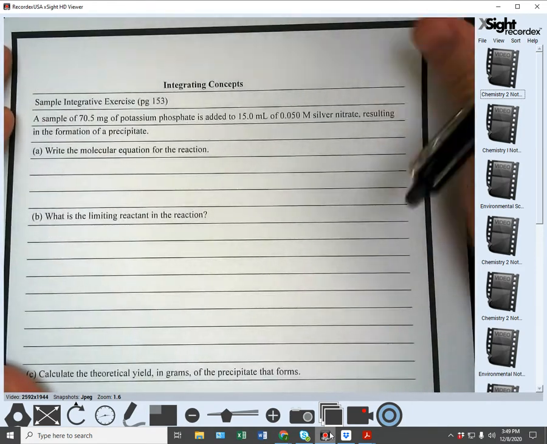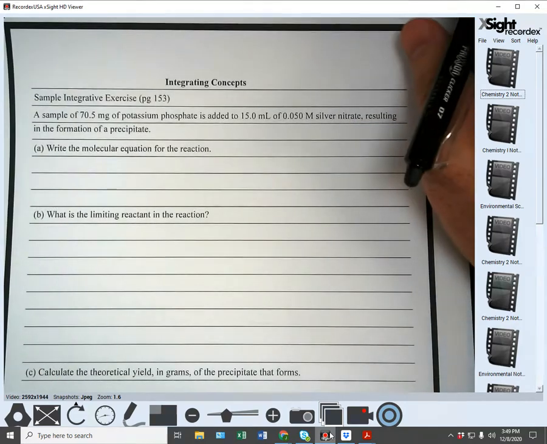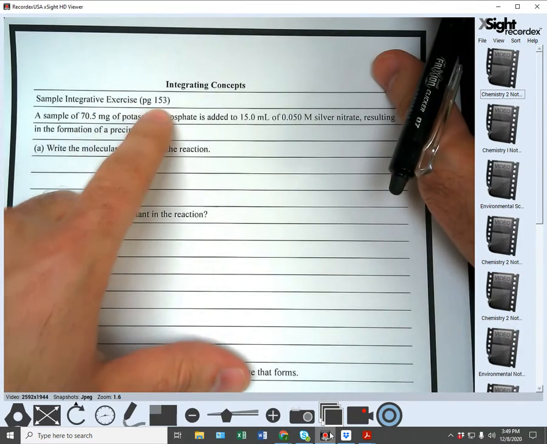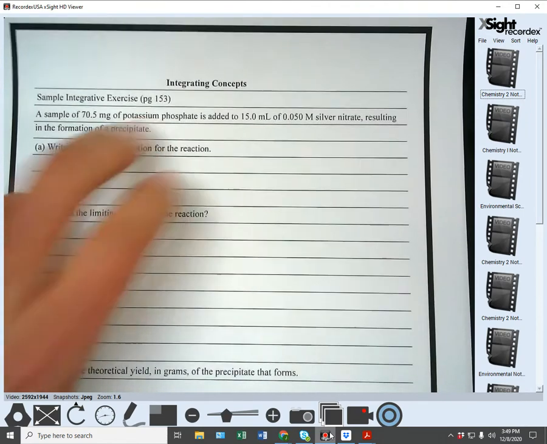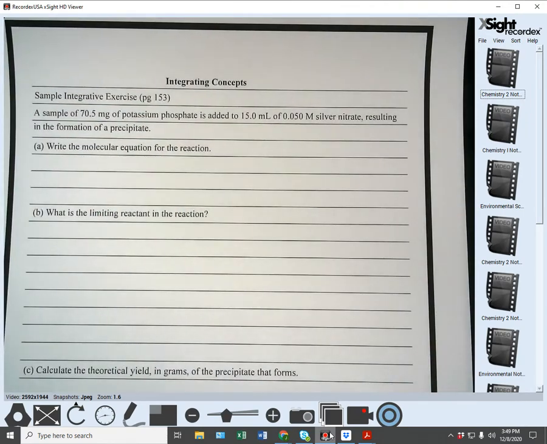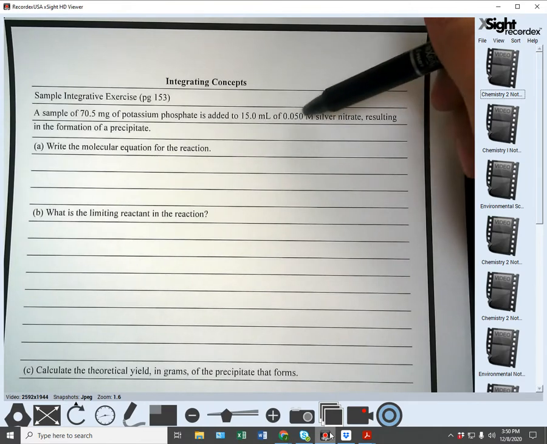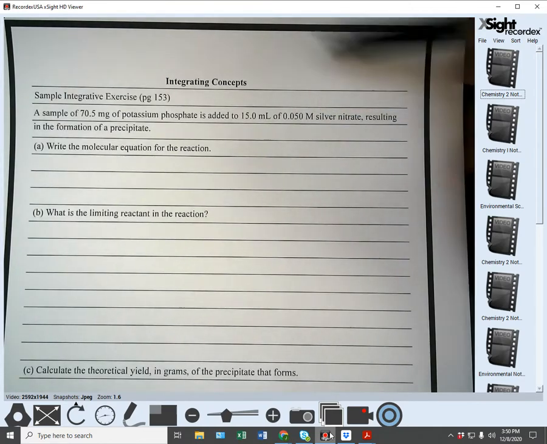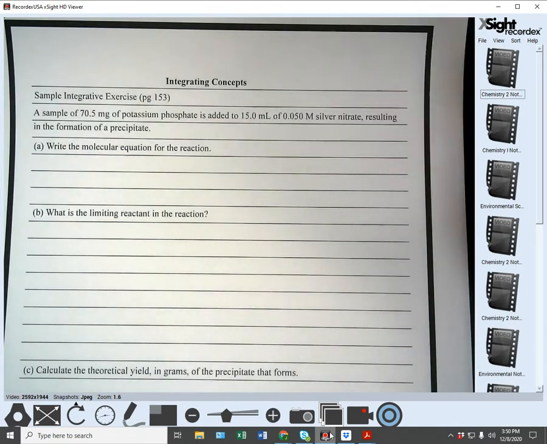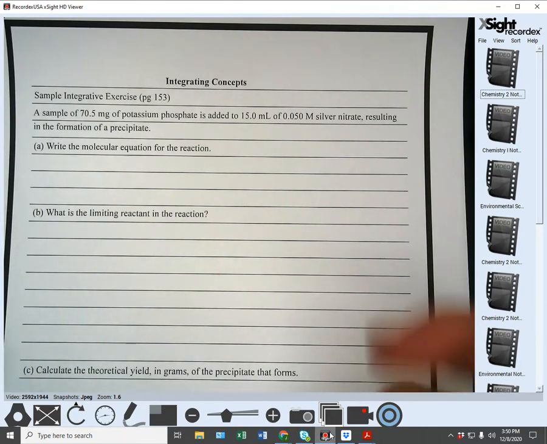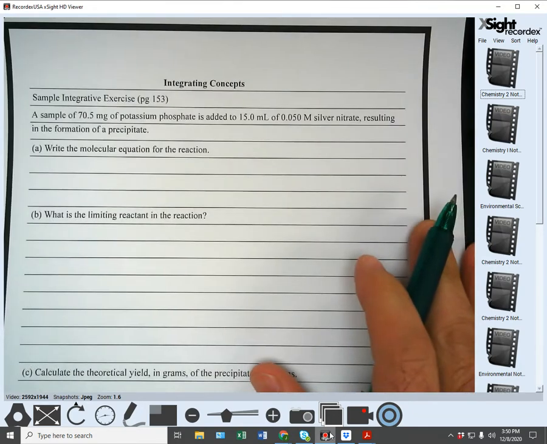A sample of 70.5 milligrams. This is from page 153, by the way. A sample of 70.5 milligrams of potassium phosphate is added to 15 milliliters of 0.050 molar silver nitrate, resulting in the formation of a precipitate. Part A, write the molecular equation for the reaction. Okay, so molecular equation.